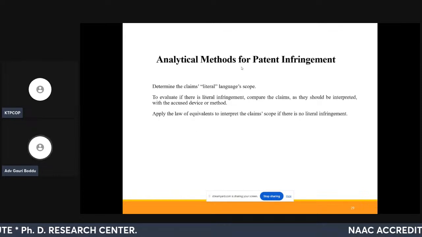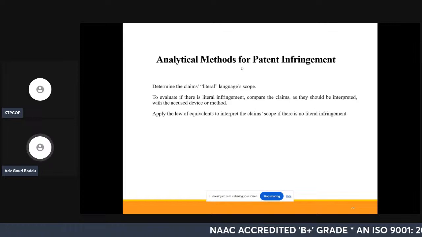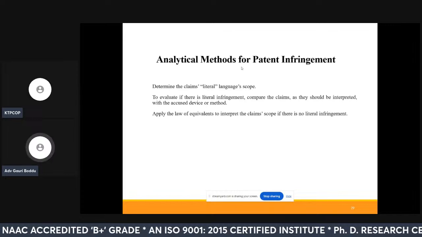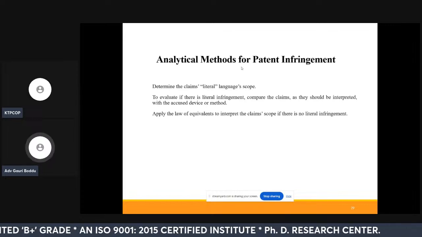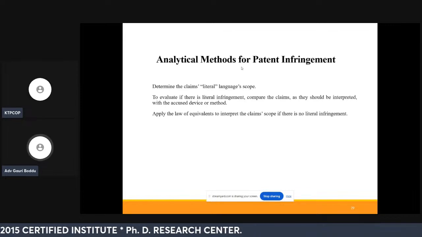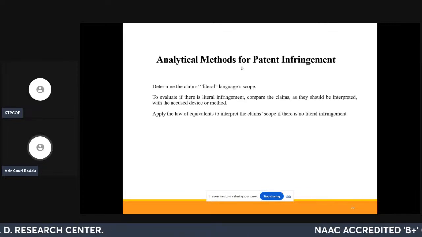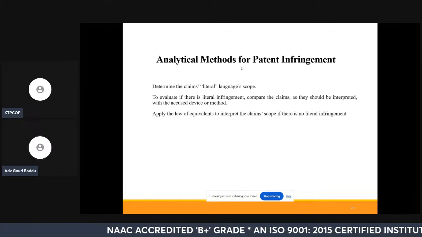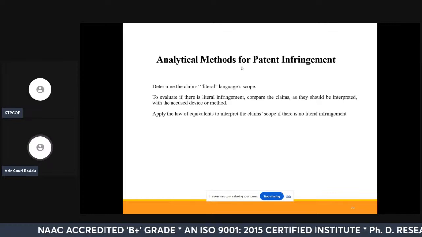So, analytical methods for patent infringement. Determine the claim's literal language scope. To evaluate if there is a literal infringement, compare the claims as they should be interpreted with the accused device or method. Apply the doctrine of equivalents to interpret the claim scope if there is no literal infringement. So I will give an example of this. Word for word, match exactly.